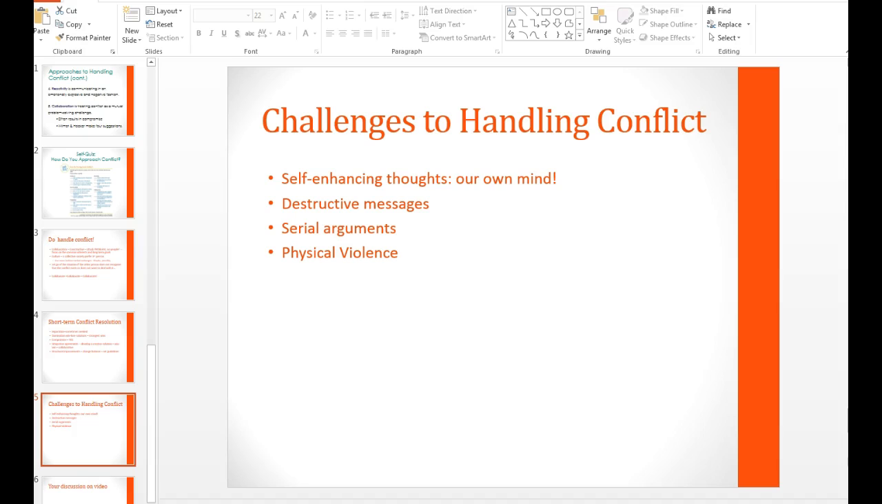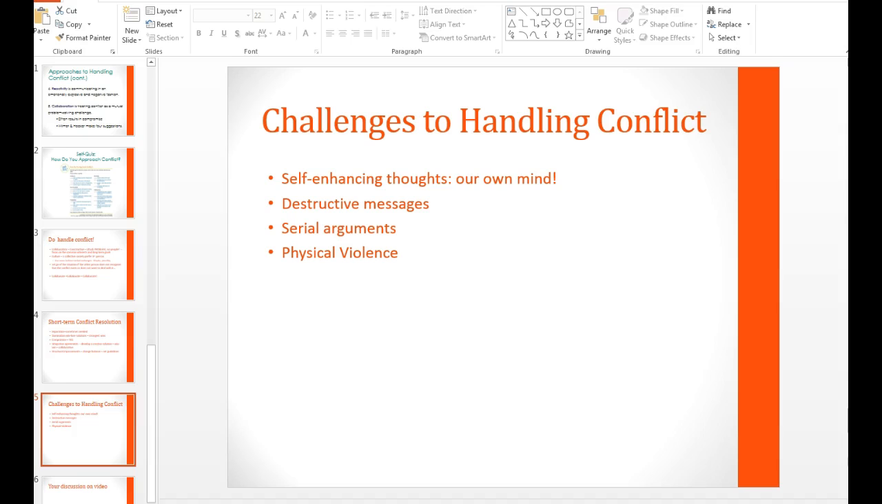Then there's the use of the destructive message, the big F you, or go to hell, or whatever. You're turning around and destroying any chance of collaborating. You have serial arguments. You're building up this big blowout where you're finally going to yell at the person, scream at them, say destructive messages, and blow everything out of proportion. Don't want to do that.